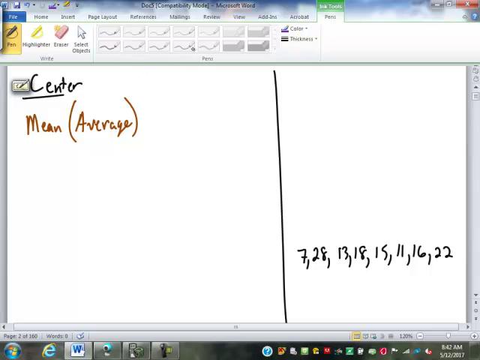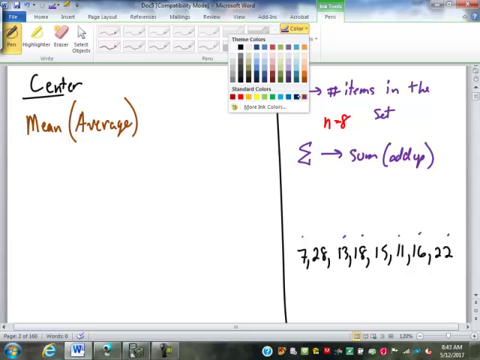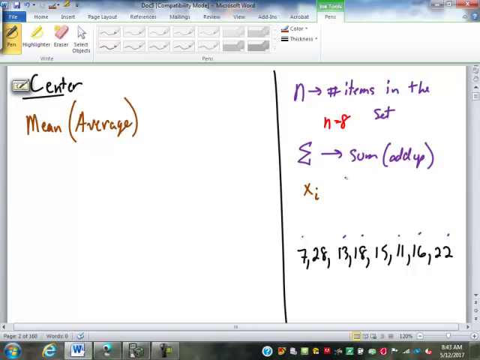Now some terms I'm going to define here. N is the number of items in the set. So for this set here, we've got 1, 2, 3, 4, 5, 6, 7, 8. For that set, n equals 8. This symbol here means sum or add up. And X, or sometimes X with a little i by it, is each individual number.